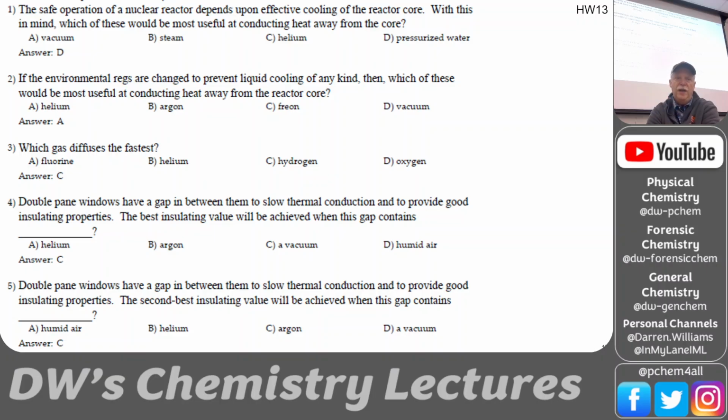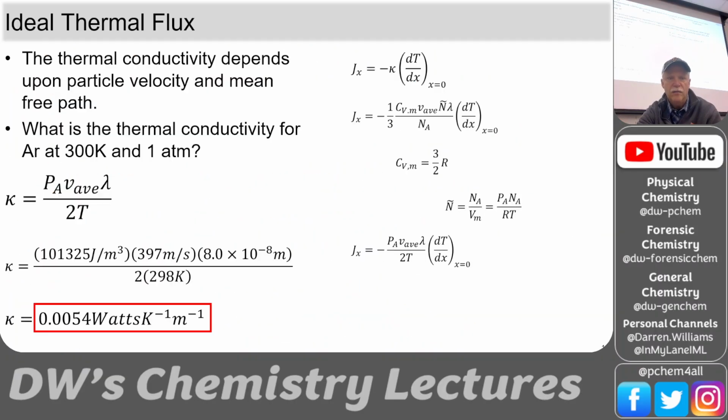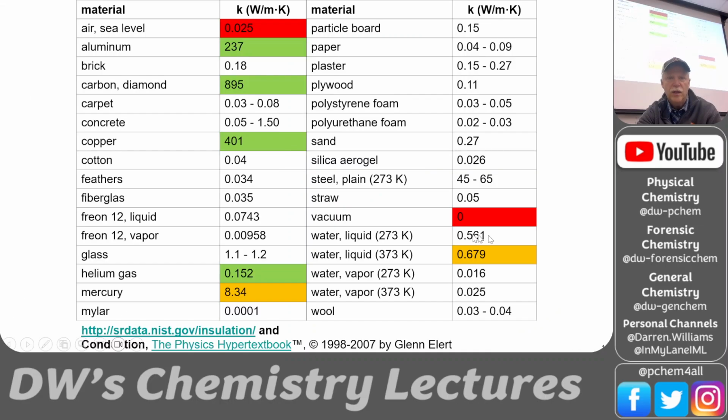Number two, they're actually doing helium. There are designs for reactors that use helium to cool the reactor core rather than liquid water or steam. Right here. So air is pretty bad. Vacuum is the best insulator, the worst conductor of heat. Air is still pretty bad. Here's helium, 0.1.